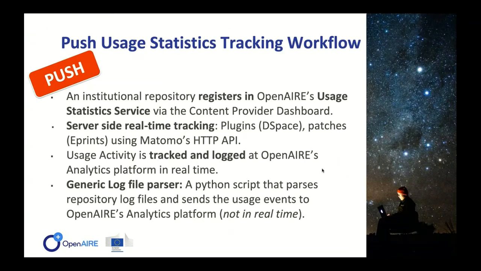So just to recap, for the push tracking workflow, after an institutional repository is registered in the OpenAIRE Usage Statistics Service via the Content Provider Dashboard, we provide either server-side real-time tracking plugins for EPrints or patches for DSpace. Using these plugins or patches, usage activity is tracked and logged at OpenAIRE's analytics platform in real time. And as a second option, we provide a generic log file parser, which is a Python script that parses the repository log files and sends the usage events to OpenAIRE's analytics platform, but not in real time this time.